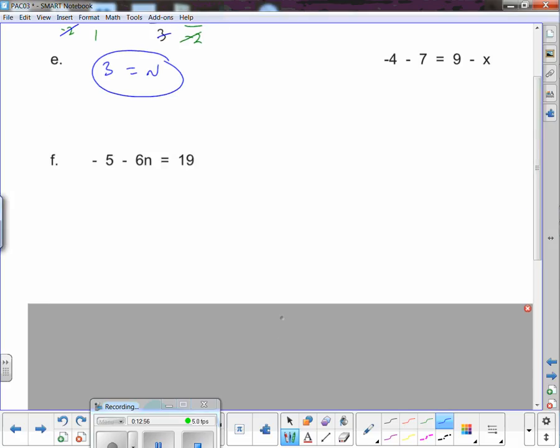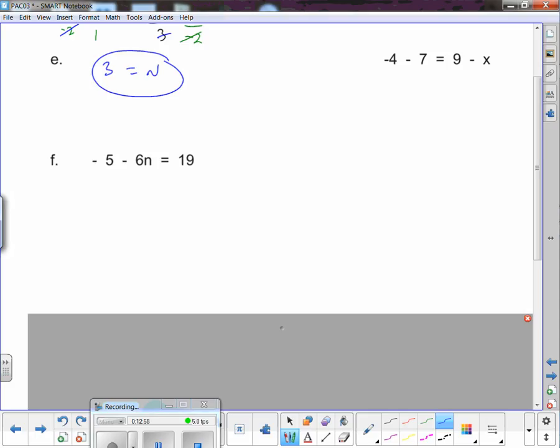Let's do E. All right, somebody raise your hand. Tell me what to do first. Luke? Tell me what to do to both sides. Okay, you want to do that first? Okay, we can. I agree. All right, and what do you get on the left, Luke? I agree with that. Now, what do you want to do, Luke?